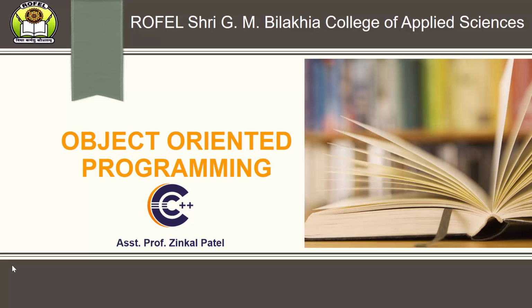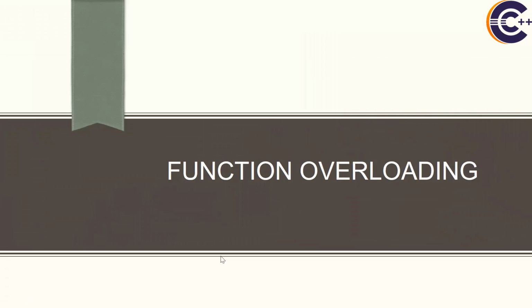In the last lecture we learned about polymorphism, its definition, and the difference between compile time polymorphism and runtime polymorphism. Today I am going to start another topic, that is compile time polymorphism. We learned that compile time polymorphism can be achieved in two ways, using function overloading or method overloading and using operator overloading. So today we are going to start function overloading.